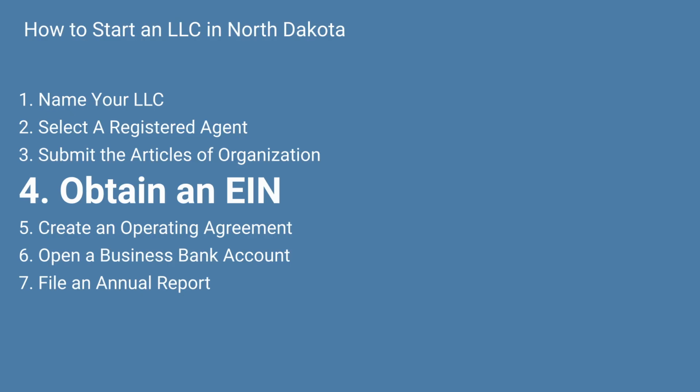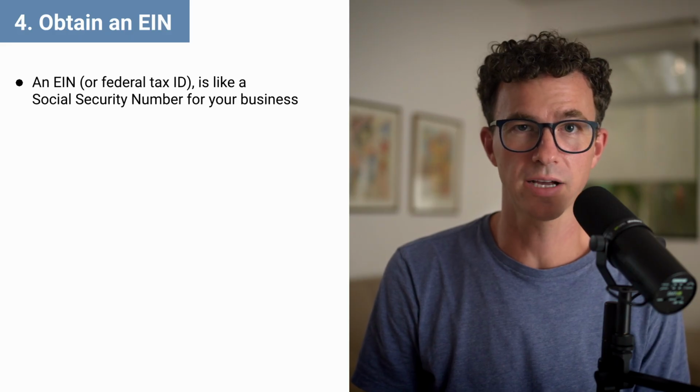Step 4, obtain an employer identification number, EIN. This may be referred to as a federal tax ID. Think of it as a social security number for your business.